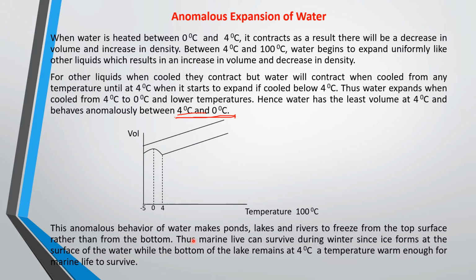This anomalous behavior of water makes ponds, lakes, and rivers freeze from the top surface rather than from the bottom. And this helps marine life to survive during the winter season, because water at 4 degrees centigrade is okay for marine life to survive, right? So this anomalous behavior of water is very, very important for the survival of marine life in those regions where lakes or ponds normally freeze to ice. Okay, so this is the anomalous expansion of water.